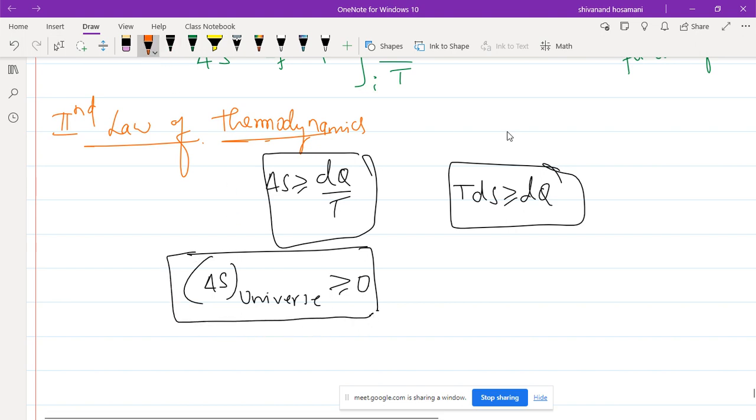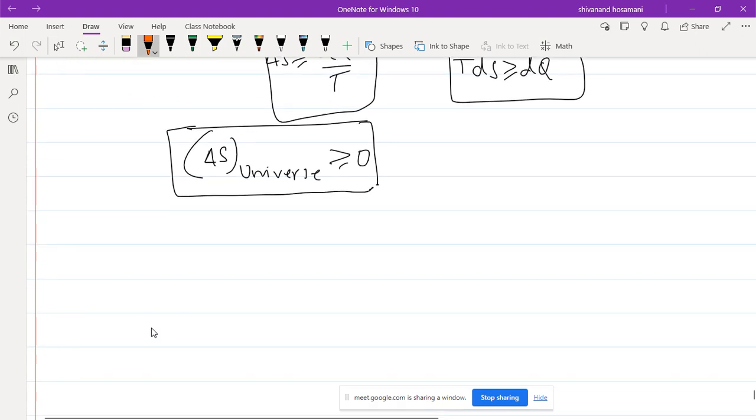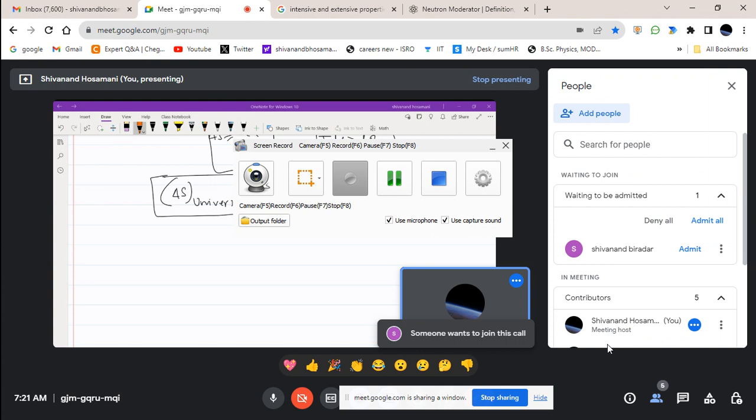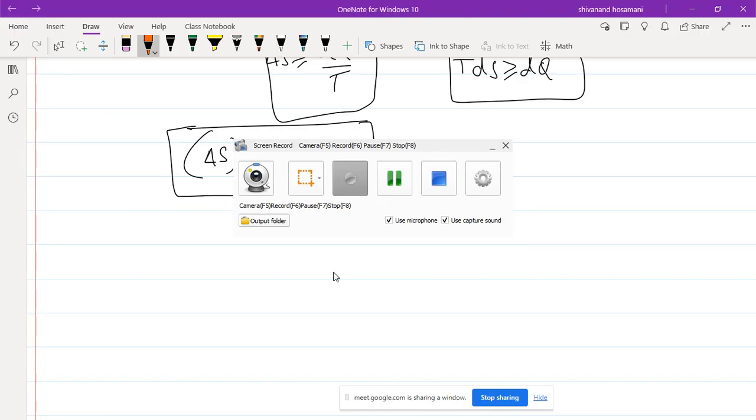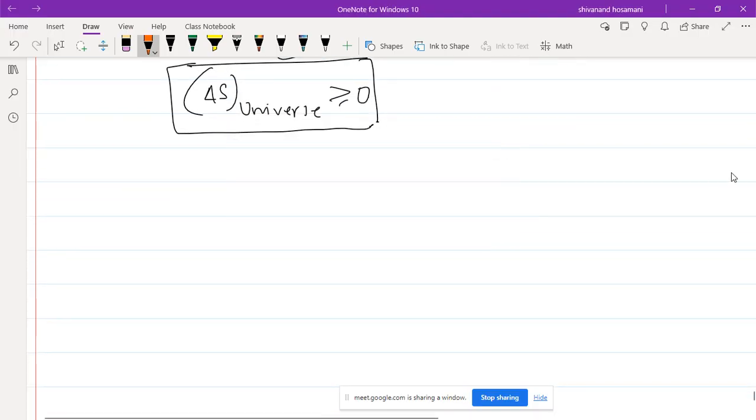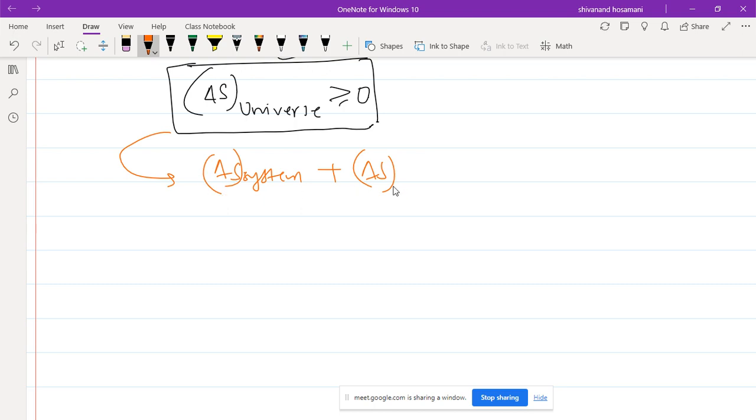Okay, the change in the universe is nothing but the change in entropy of the surroundings as well as the system. So the change in the universe can be written as the change in entropy of the system plus the change in entropy of the surroundings is greater than or equal to zero. So this is called the second law of thermodynamics.